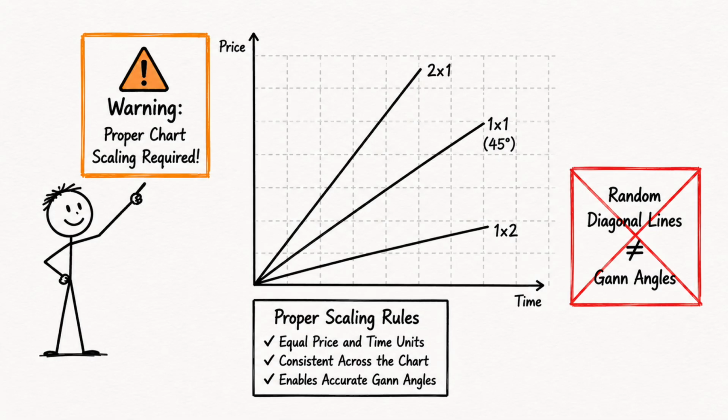But there's a major caveat. A visual 45-degree line doesn't automatically have the same meaning on every chart. Scaling matters. So if you're going to use Gann techniques, learn the methodology properly, rather than simply drawing random diagonal lines and calling them Gann angles. Specialized tools require specialized understanding.